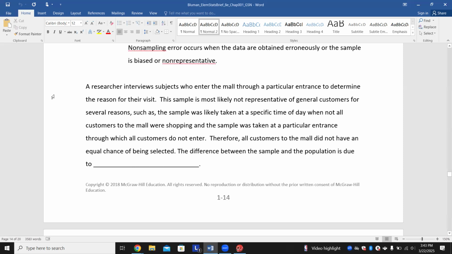A researcher interviews subjects who enter the mall through a particular entrance to determine the reasons for their visit. The sample is most likely not representative of general customers for several reasons, such as the sample was likely taken at a specific time of day when not all customers were shopping, and the sample was taken at a particular entrance through which all customers did not enter. Therefore, all customers that go to the mall did not have an equal chance of being selected, and the difference between the sample and the population is now due to non-sampling error.